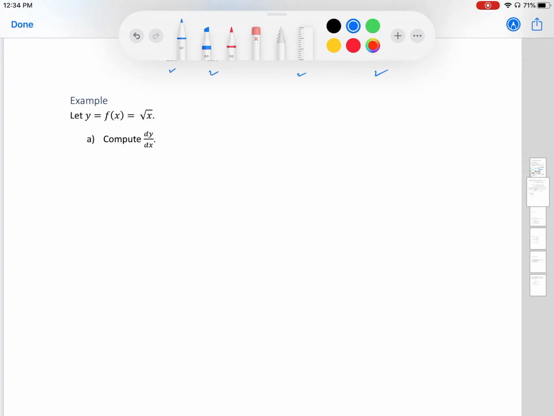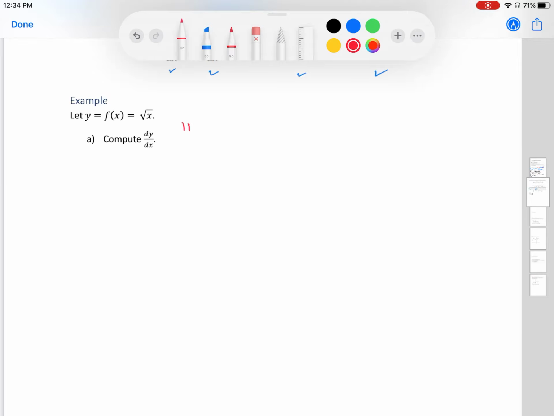Let's do an example. Let y equal f of x, which is equal to the square root of x. Compute dy dx. Well, what's dy dx? It's just a derivative, right? So nothing has changed from our derivative limit definition. It's just another way of writing it. There's different notations, and they all vary in our arguments, what subject we're working with, how many different variables. But so far we just have the x, right?